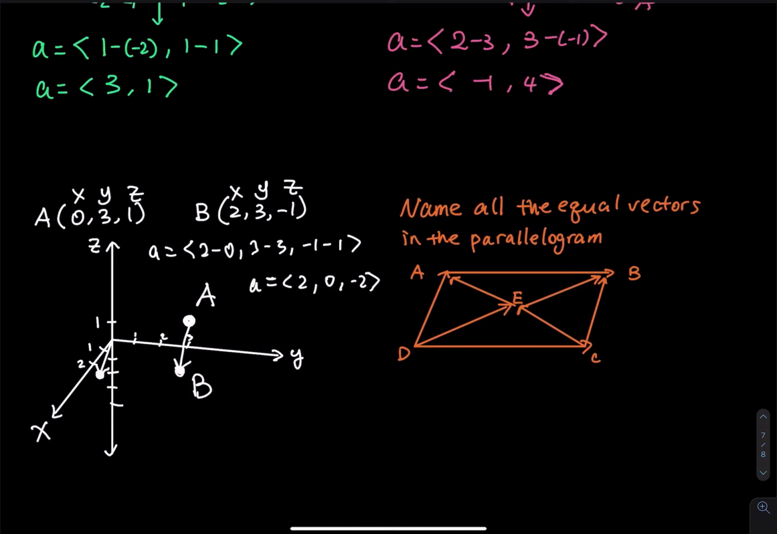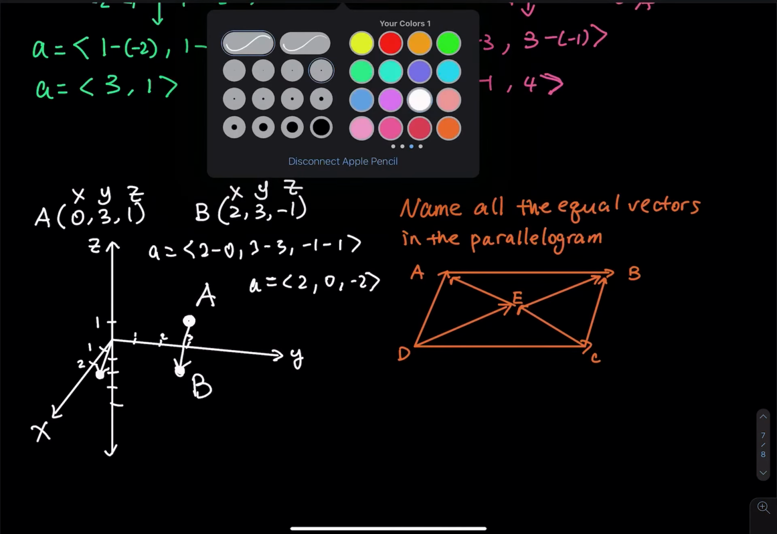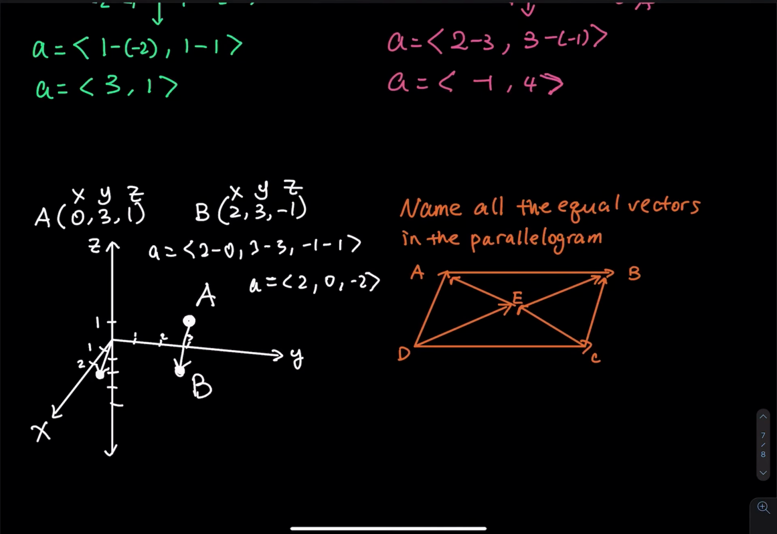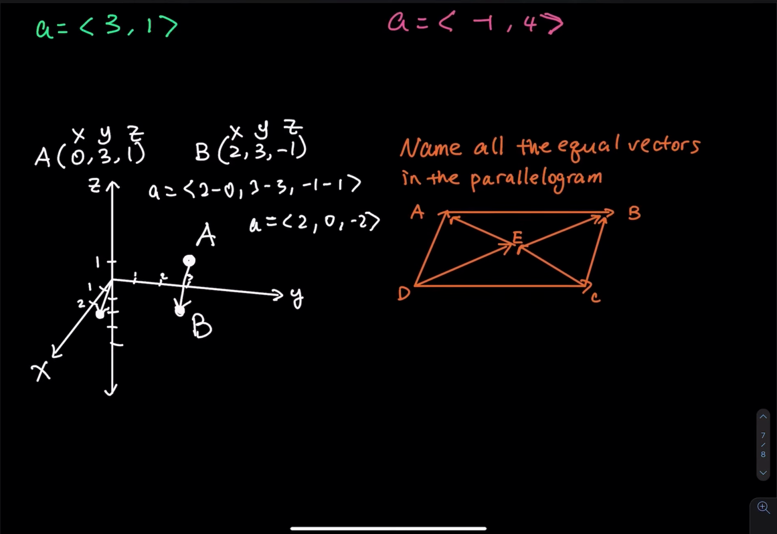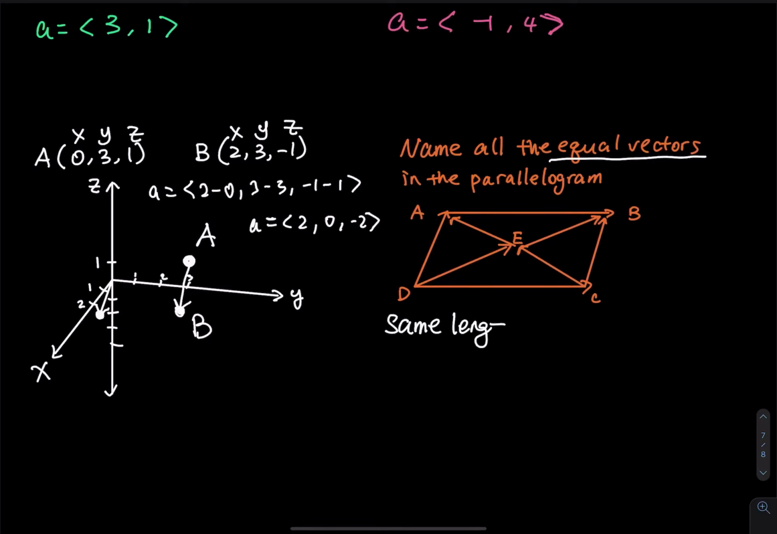All right, so that is the end of the first 3 problems. And then the next problem, the orange problem. What I would like you to do is name all the equal vectors in the parallelogram. So what are we looking for? Equal vector. What is an equal vector? Equal vector means I am looking for 2 elements. The first one is same length. And then the second one is the same direction.